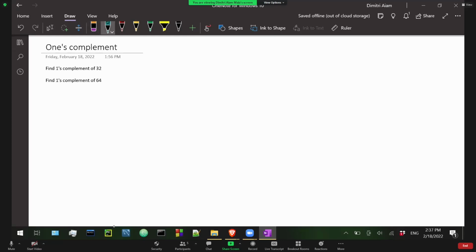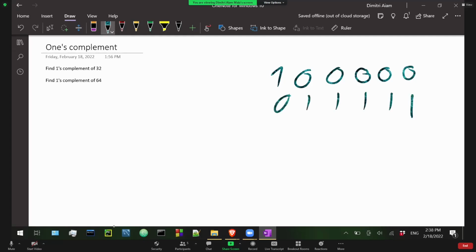Okay, so we have 32. Find the one's complement of 32. 32 is, see if I remember this, 2, 4, 8, 16, this is 32 in binary. So finding the one's complement of this is just flipping them. This is 32, this is the one's complement.